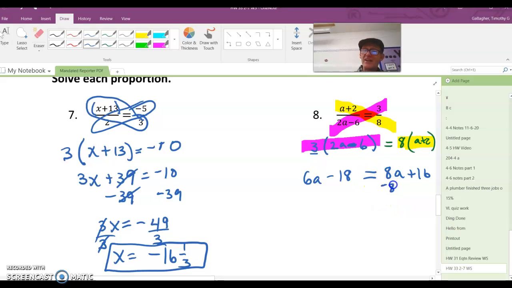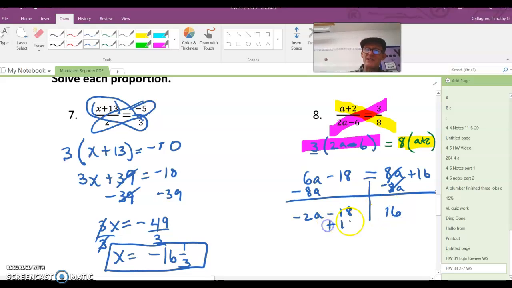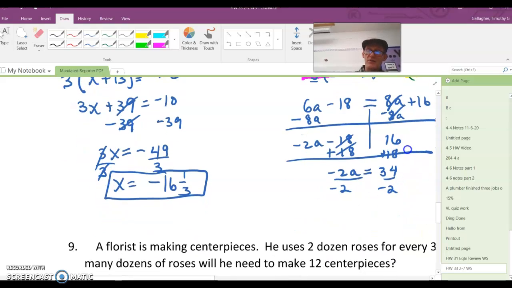Now, subtracting the 8a from both sides is the first step. And then the second step would be to write down what I have. Subtract the 8, or add the 18. Cancel, and I get negative 2a equals, this is 36, or 34. Divide both sides by negative 2. A is then equal to negative 17.